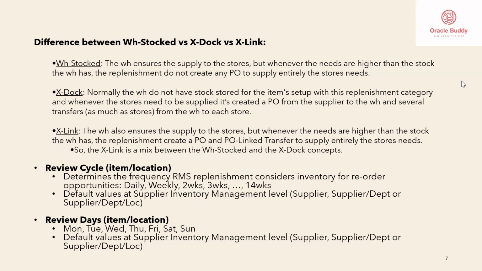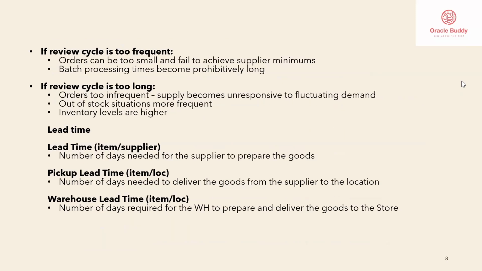Default values at supplier inventory management level are supplier, supplier department, or supplier department location. If the review cycle is too frequent, orders can be too small and fail to achieve supplier minimums, and batch processing times become prohibitively long, so it can give a performance issue. If the review cycle is too long, orders are too infrequent, and supply becomes unresponsive to fluctuating demand. Out of stock situations are more frequent, and inventory levels are higher.